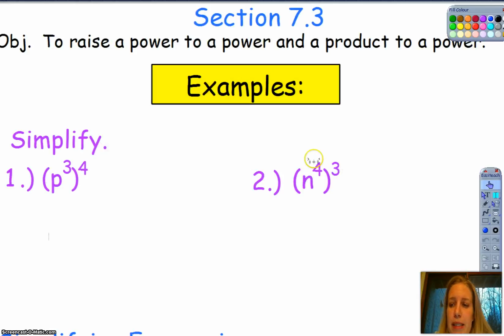Okay, so let's do some examples here. We have p to the third, the whole quantity raised to the fourth power, and this equals p, and we would multiply 3 times 4, and you get 12. Here we have n to the fourth raised to the third power, so you get n, and look, 4 times 3 is n to the 12th power again.